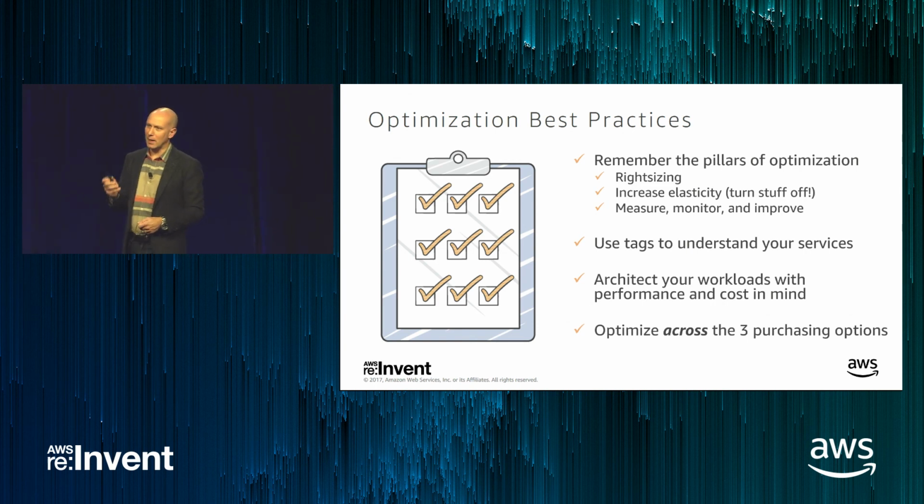And the last is optimizing across all 3 of the purchasing options. Right, so this is how you're going to pull it all together. You're going to follow these best practices. So hopefully you took a screenshot of this, and you're going to print it in your cube, right?